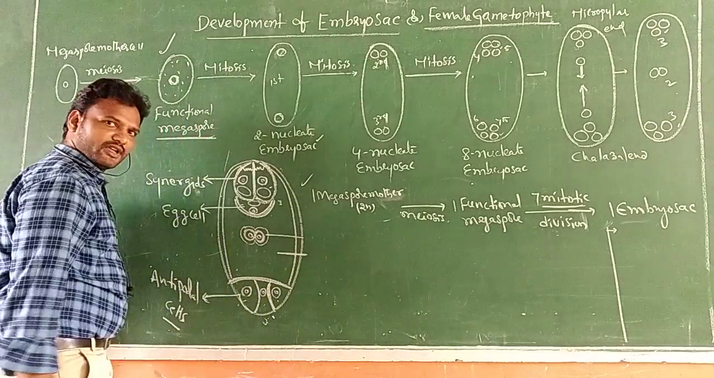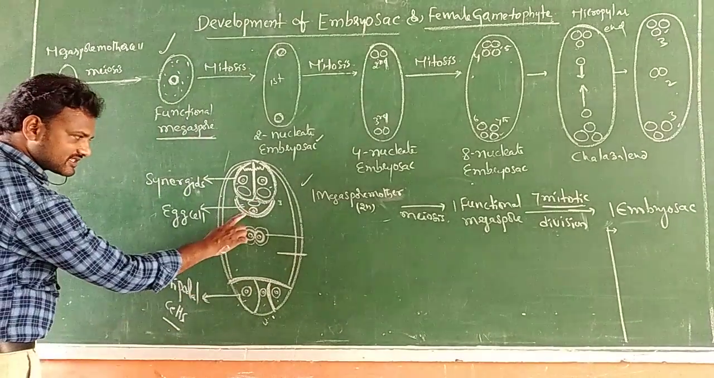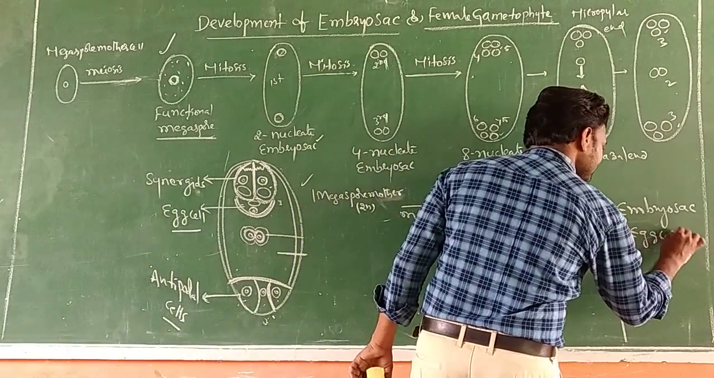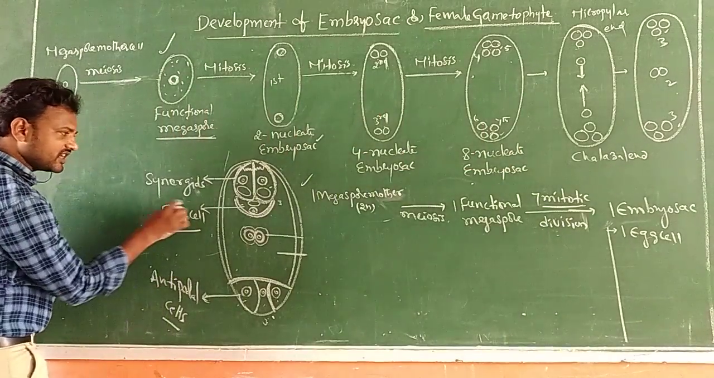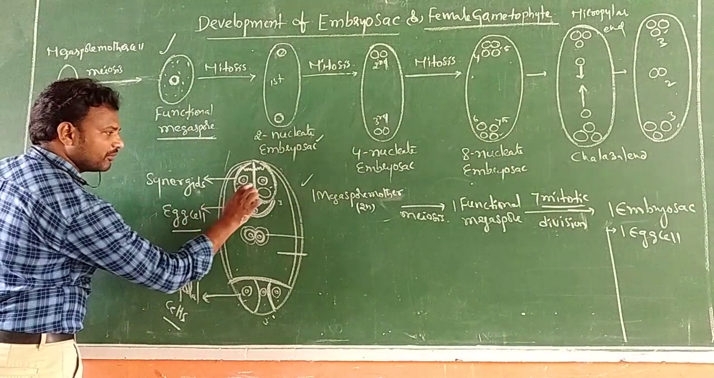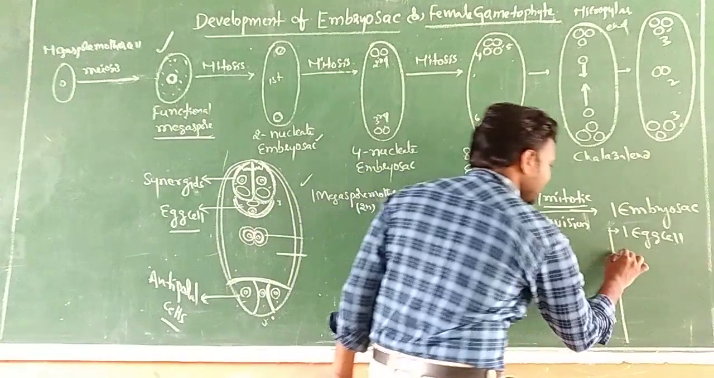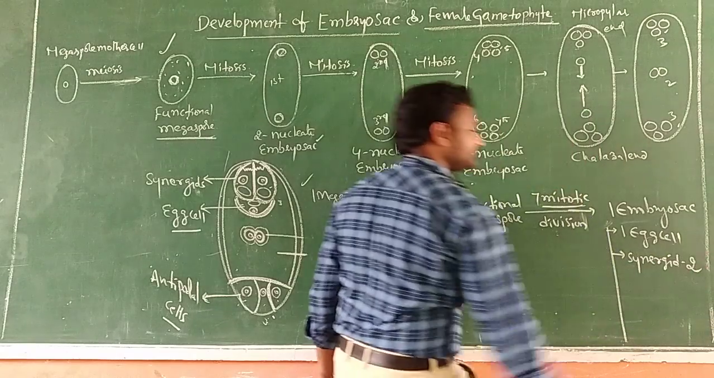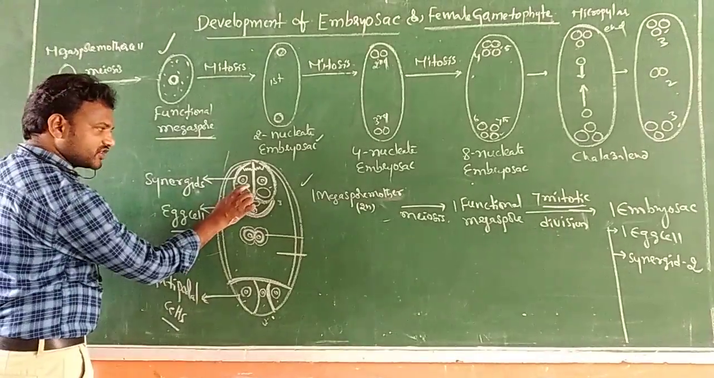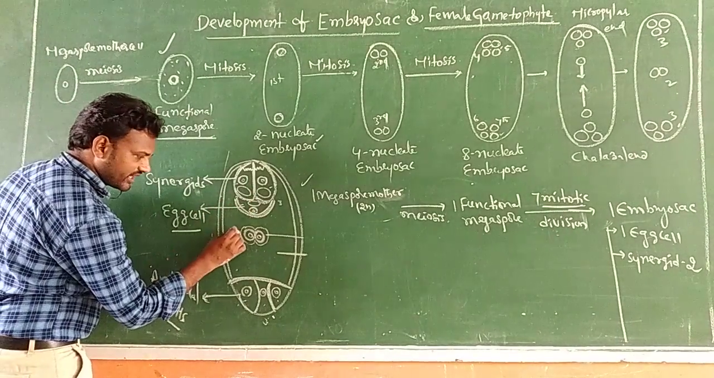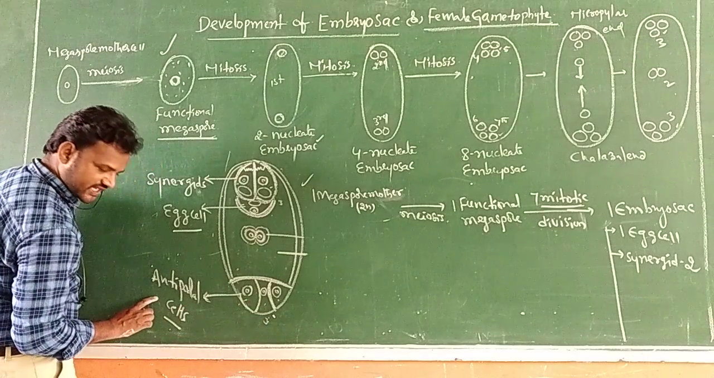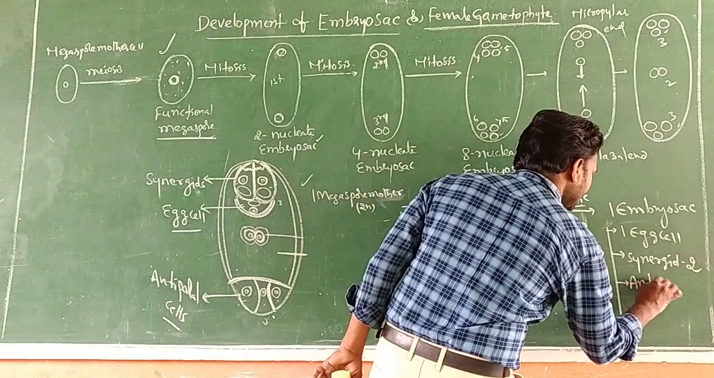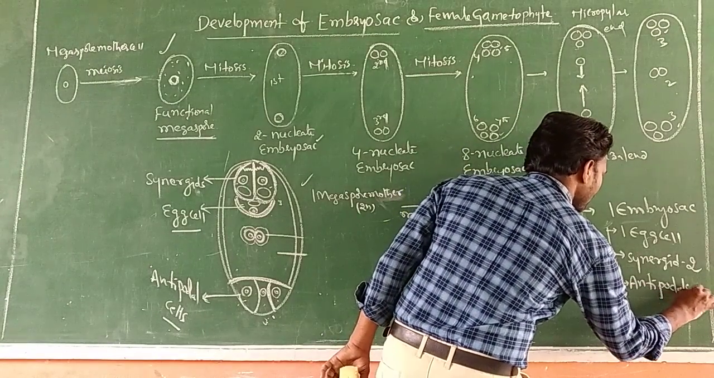You see the diagram. 1 embryo sac contains how many egg cells? Only 1 egg cell. How many synergids? 1, 2. Synergids, how many? 2. Next. Synergids are over. Egg cell is over. Next, you take that. 1, 2, 3. They are which ones? Antipodals. Antipodal cells are how many? 3.